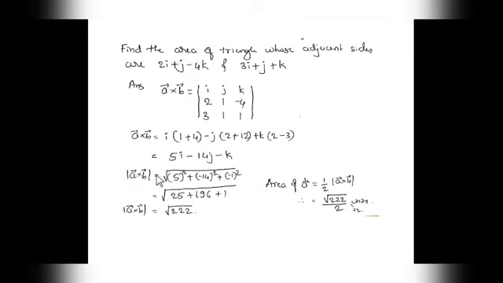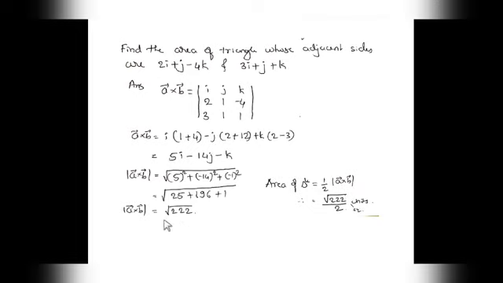Magnitude of vector A cross vector B will be equal to square root of 5 square plus minus 14 square plus minus 1 square. That is 5 square is 25, minus 14 square is 196 and plus minus 1 square is 1. Add all the quantities, then I'll get square root of 222. This is just the magnitude of vector A cross vector B. But area of triangle is half into magnitude of vector A cross vector B.